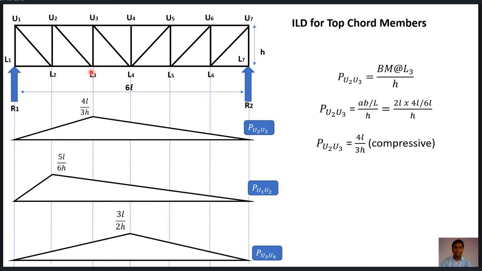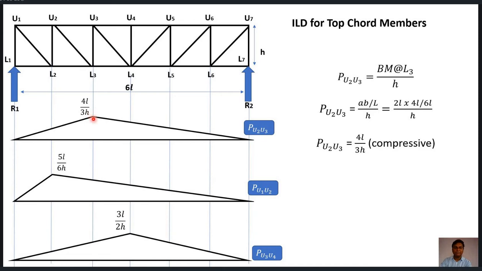Now while drawing the influence line diagram for P U2 U3, we just draw a triangle like we draw for bending moment at any section. When we are drawing this triangle, we need to keep its maximum ordinate at this joint L3, which is opposite to this member U2 U3. So in this case we have to select that joint where the respective influence line diagram will have the maximum ordinate. So at this particular point, that is point L3, the diagram will have a maximum ordinate.